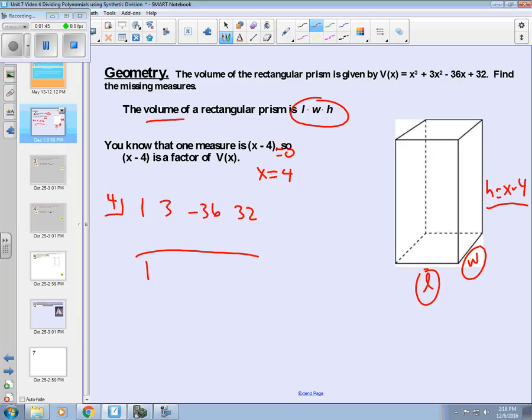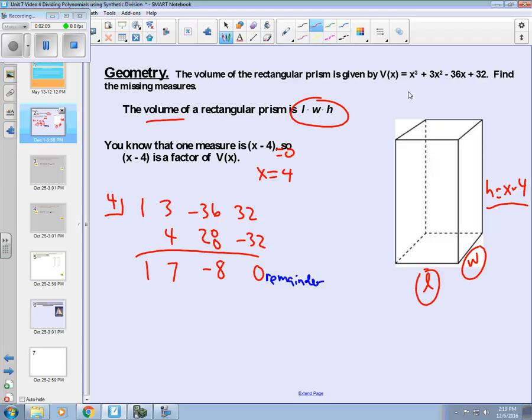So drop the first number down, 1. We multiply with 4 and we get 4. Add these up, we get 7. Multiply again, we get 28. Add them up and we get negative 8. Multiply with 4 again and we get negative 32. And the last one's 0. Reminder that this last one then is your remainder.